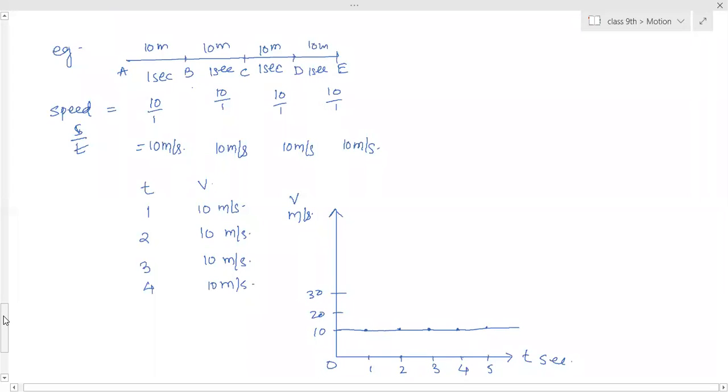So whenever you see a VT graph parallel to the x-axis, that is a horizontal line, that means the object is moving with uniform speed. So there is no change in the speed when the line is a straight, horizontal line.